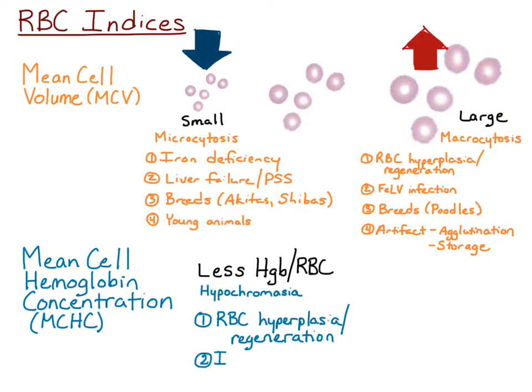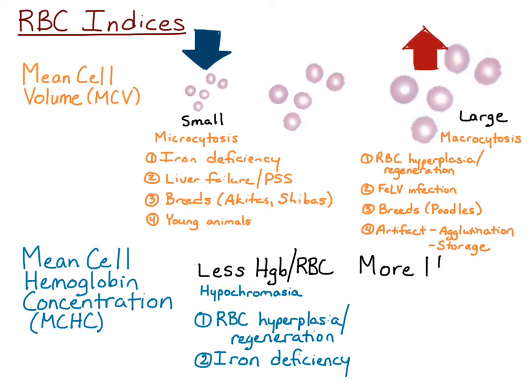The next cause is iron deficiency. If there's less iron available for hemoglobin synthesis, then there's less hemoglobin being made, and that results in less hemoglobin per red blood cell.